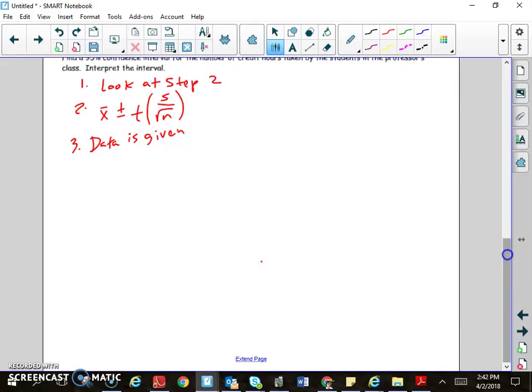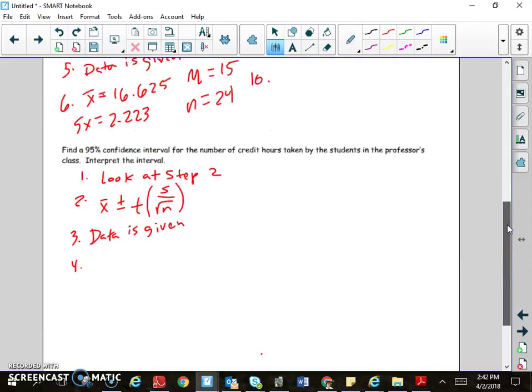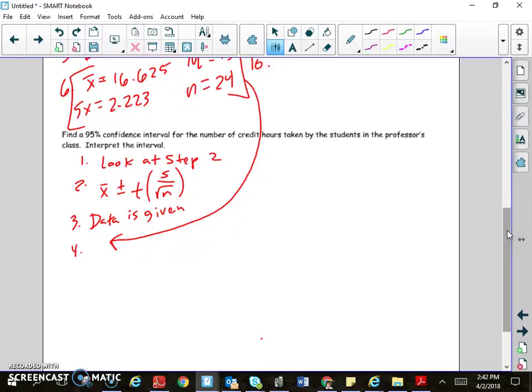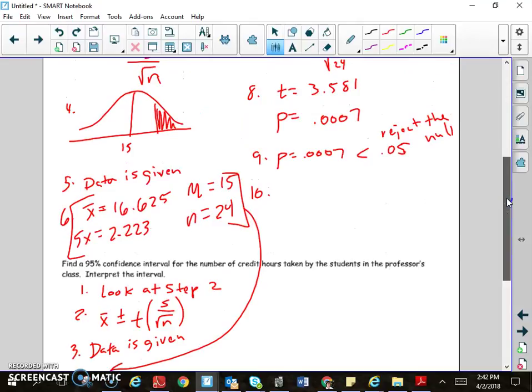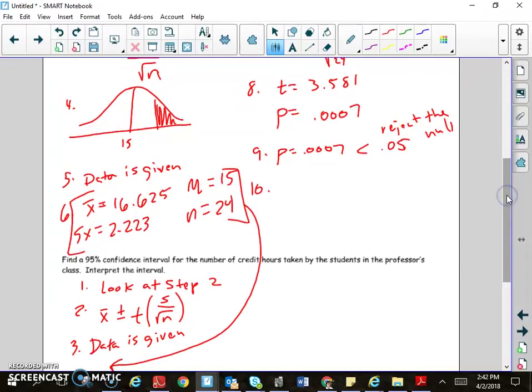So step 4, for that, identify and label all of your inputs. So we've done that also. So you're just going to rewrite basically all of this down here for step 4 again. Just rewrite it because you've already identified what all those are. Step 5, you're calculating what t is equal to. And did we do that up here? Yeah, so t is equal to 3.581.